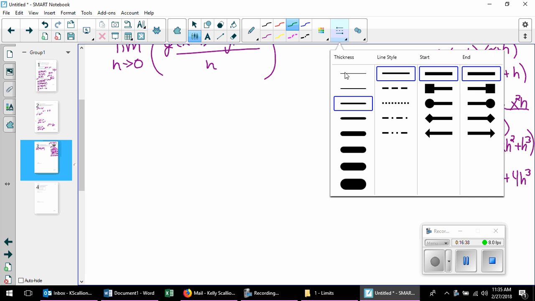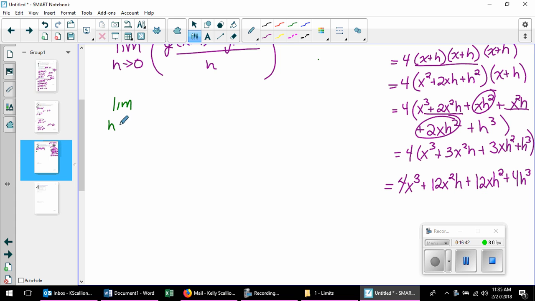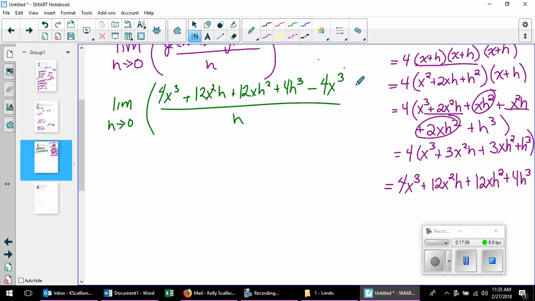So going back to my limits, I'm switching colors, I'm tired of purple. Limit as h approaches 0. So we're going to have 4x cubed plus 12x squared h plus 12x h squared plus 4h cubed minus 4x, all over h. Those go away, right? Those cancel each other out. I'm going to factor out an h. I'm skipping some steps here, folks. So I'm going to have 12x squared plus 12xh plus h squared.